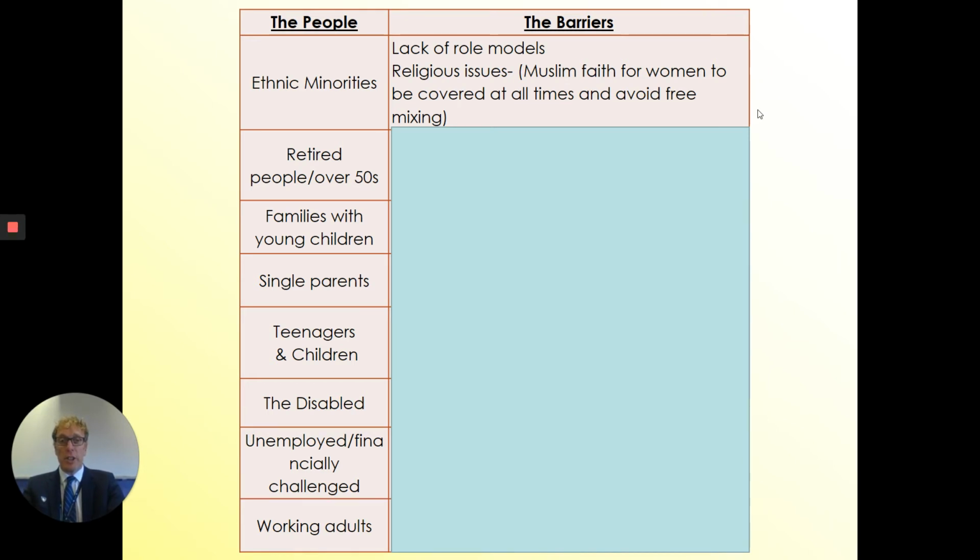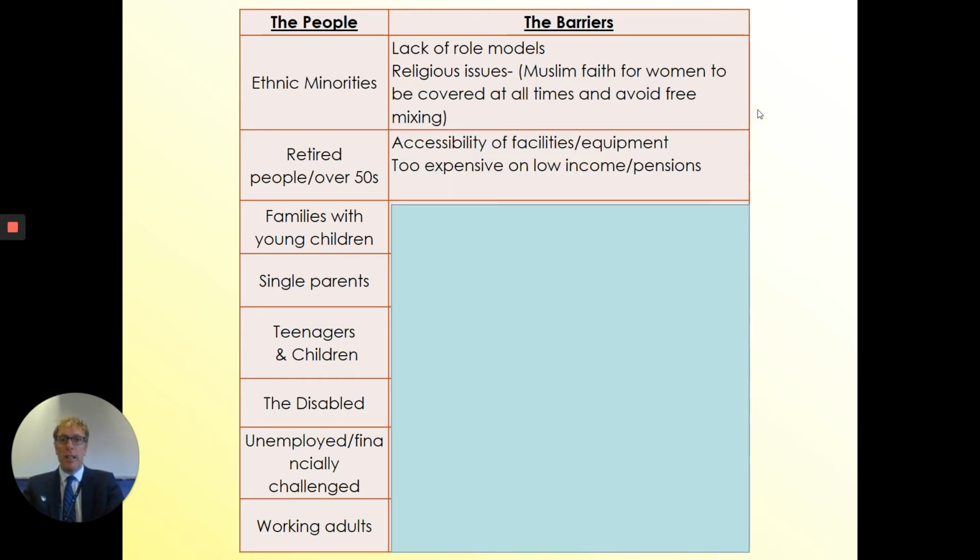There might be religious issues. So let's say if you're female, your religion might prohibit you from showing off parts of your body, in which case, if you want to go swimming, having the swimming costume on might be an issue, therefore a barrier. Retired people, over the age of 50, if you're on a state pension, you might not have much disposable income, and therefore that could potentially be a barrier, that lack of finances. And there might not be the accessibility of facilities or equipment. You also might not have the required amount of fitness to take part in certain sports.